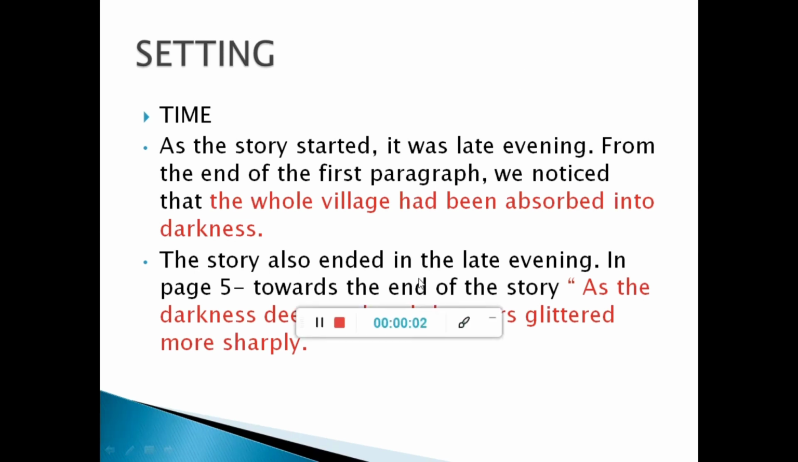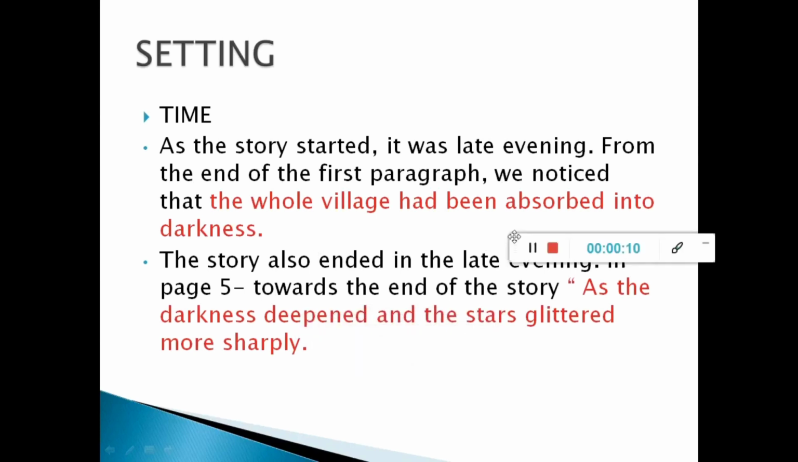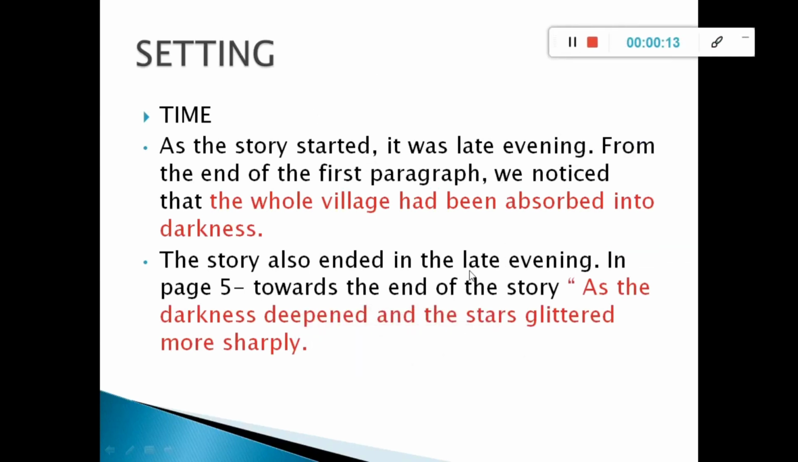And the next day, they found Buddhia lying dead, right? And this is how the story continues. And towards the end of the story, it was also late evening, right? In page number 5, towards the end of the story, as the darkness deepened and the stars glittered more sharply, right? So this was the scene where they reached the wine house, and they were completely drunk, right?